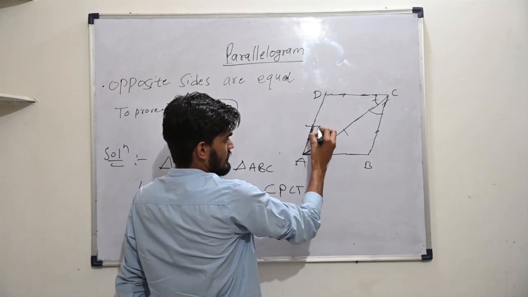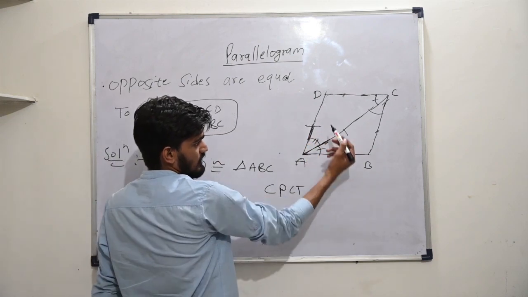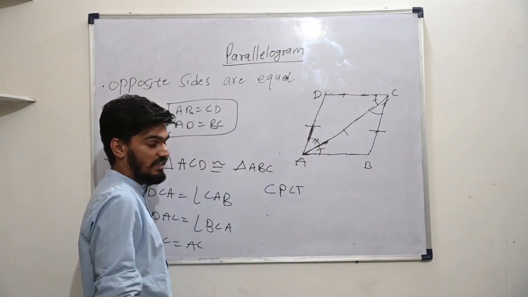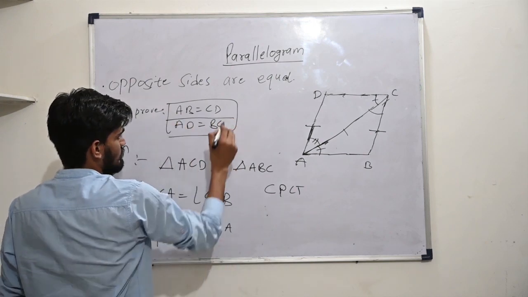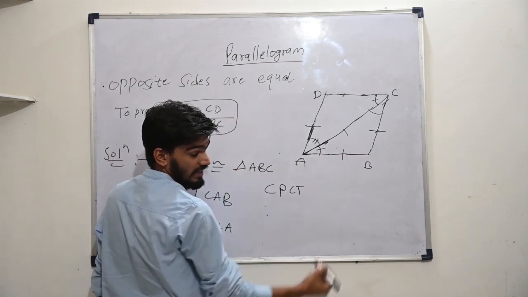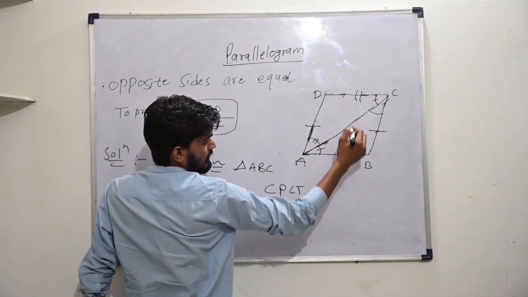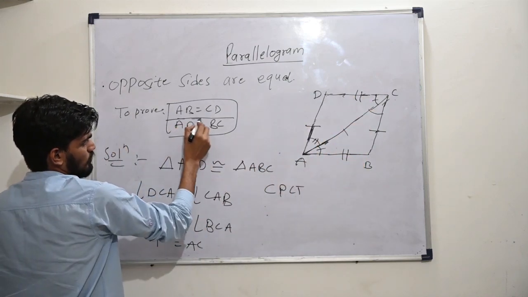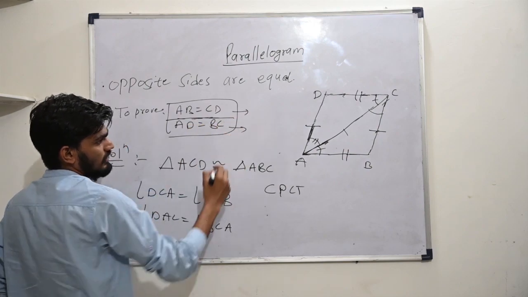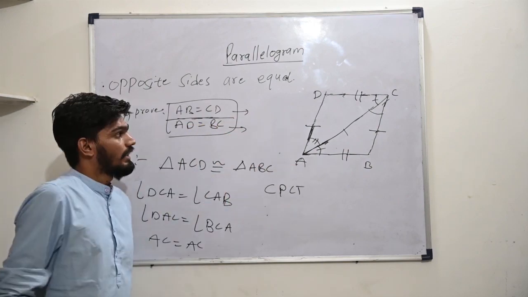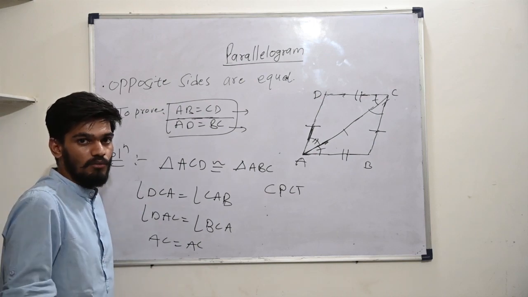So now side AD of this triangle will be equal to BC, and the remaining side AB will be equal to CD. So that's what we had to prove, that opposite sides of a parallelogram are equal.